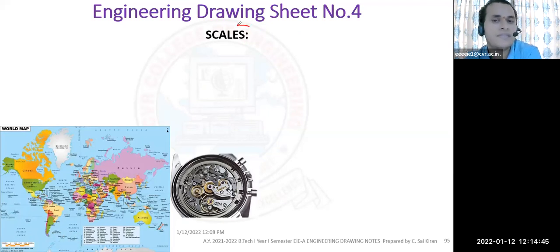That's the reason every drawing sheet will have the scale, because the other person should understand whether you have reduced the scale or used the exact dimension. That other person needs to know. That's the reason every drawing sheet will have the scale.